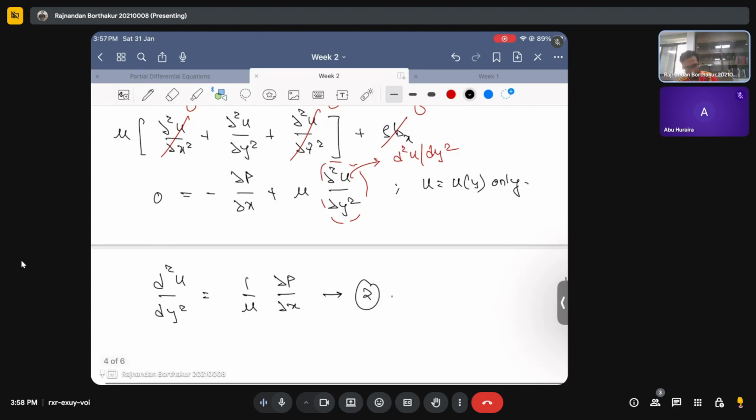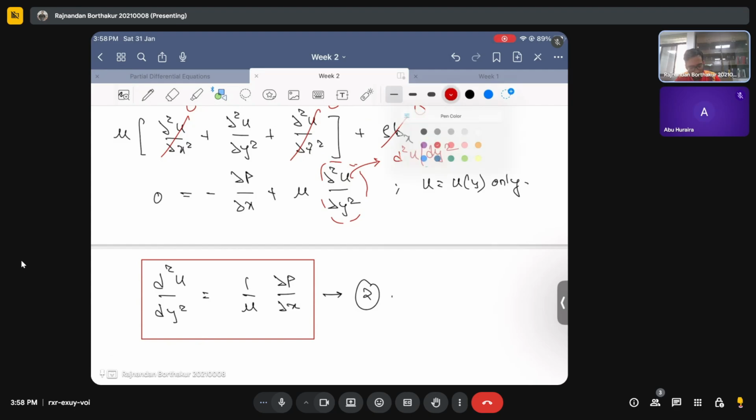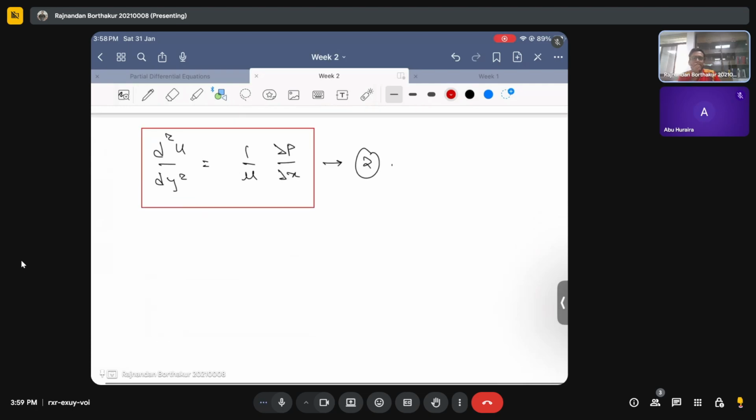This is the simplified form of the Navier-Stokes equation written in the x direction that you get when you invoke all the assumptions pertinent to this physical example that we are considering, of flow driven by a pressure gradient and a plate which is moving just in the x direction. Any questions up to this point? If no questions, then let's do one thing.